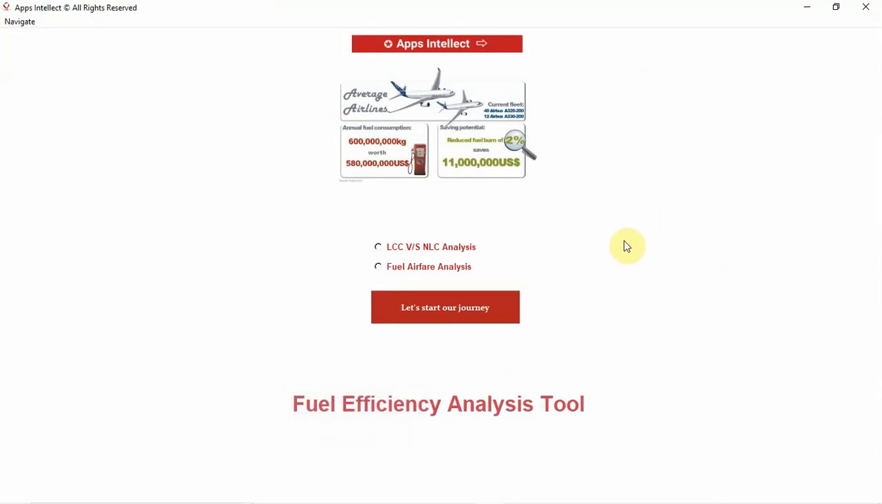So this is the fuel efficiency analysis tool, which consists of two applications: LLC versus NLC analysis and fuel airfare analysis. Both these applications will have analysis of the fuel. The first application is the LLC versus NLC analysis. LLC means low cost carriers, and NLC is the network legacy carriers. So we'll see the difference first.